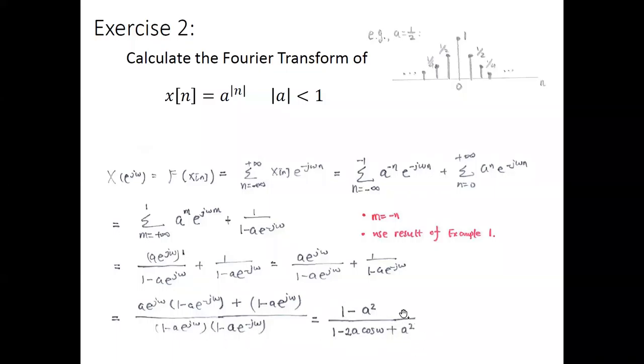So this is a simpler form because there's no imaginary operator j, there's only omega. But as a convention, we still write it as X of exponential j omega. So remember, it's just a function of the variable omega. This notation is just a convention. It doesn't mean the result must have an exponential j omega. And this simplification, in your homework and exams, is not necessary. If you come to the previous step, it's already okay. This simplification is just for a more concise result.